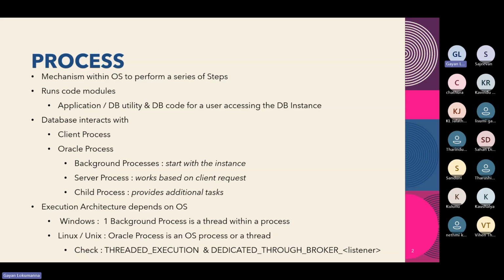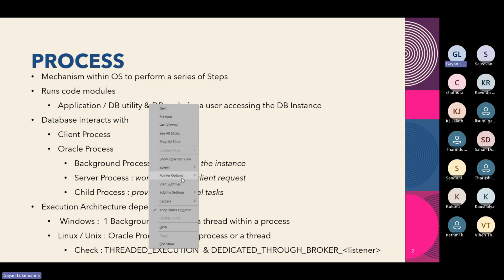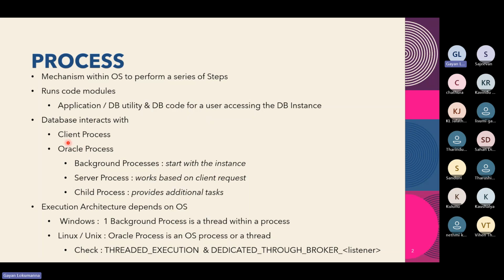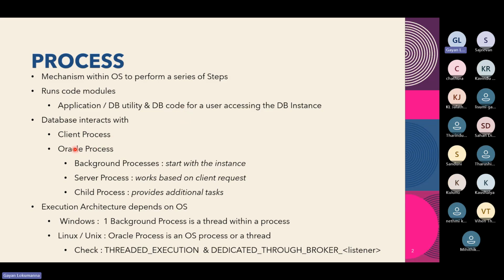As I was saying before, let me take this point as well. Here you go. The first one is the client process. The client process will be through an application or through a DB utility. Then comes the Oracle process. That is the second part that I was talking about, where Oracle will run the DB code. That will be through the Oracle process.